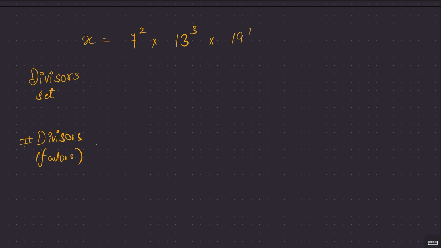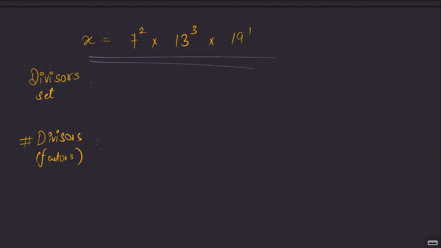Okay guys, so before we proceed, I want all of you to be on the same level on how to calculate divisors of a number and the number of factors given a prime factorization of a number. So I don't know about your knowledge on this, so I'm going to explain it anyway. Let's say we are given a number with this prime factorization, 7 squared into 13 cubed into 19 power 1. How do you get the divisor set?